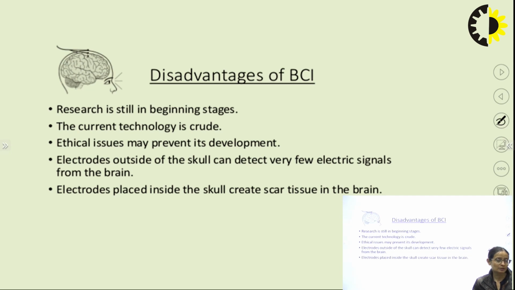Electrodes outside of the skull can detect very few electric signals, and if we implant them inside the brain, then they might damage certain nerves. Electrodes placed inside the skull create scar tissue in the brain, and sometimes the tissues or the nervous system also get damaged.